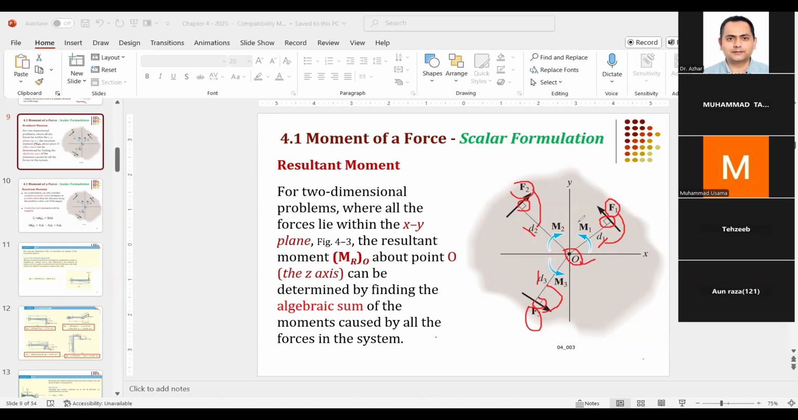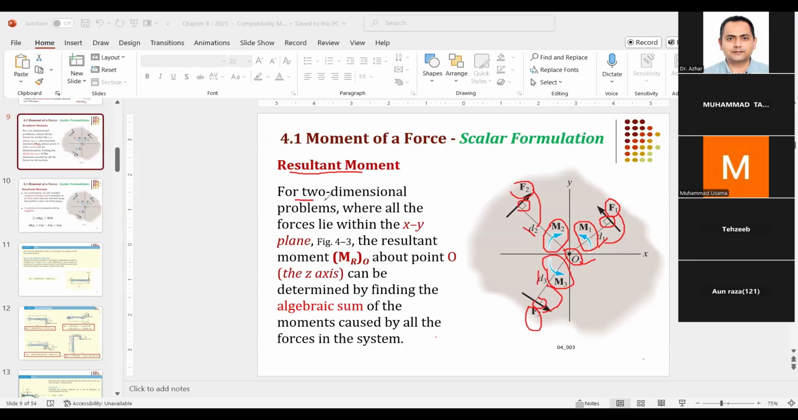And you can see this blue circle, the proportion of a circle, it tells you that F1 is producing counterclockwise movement. Okay, F2 is producing clockwise movement. Okay, F3 is producing counterclockwise movement. So one of them you can call positive, the other you can call negative, and then algebraically sum them. Okay, so that's how we calculate the resultant moment.